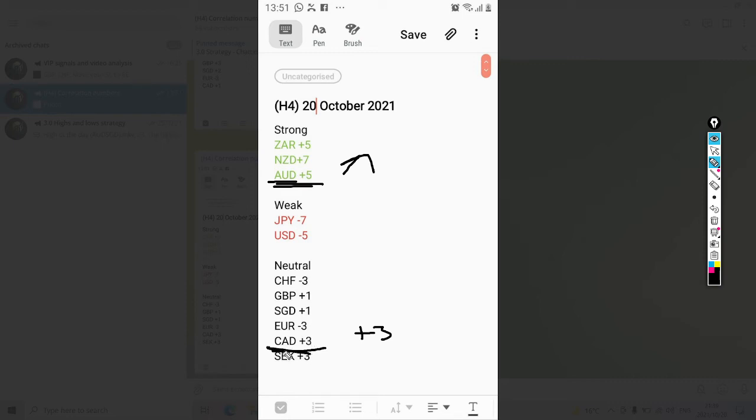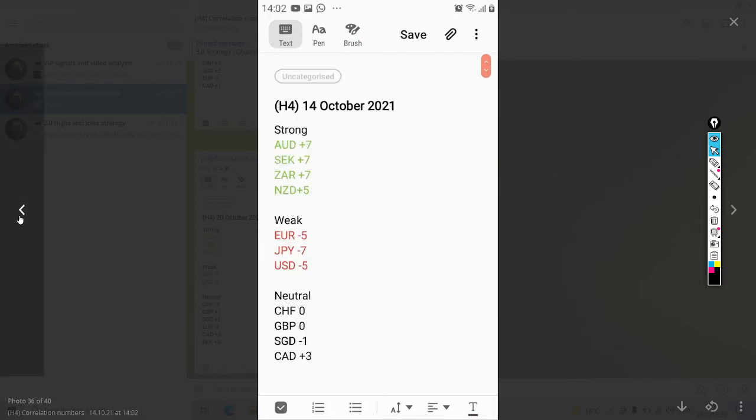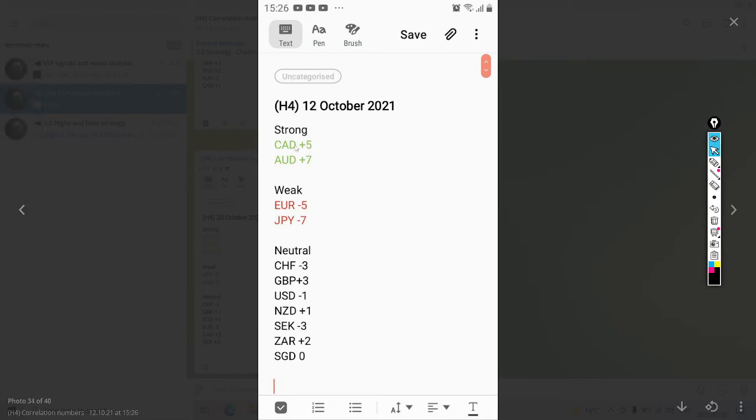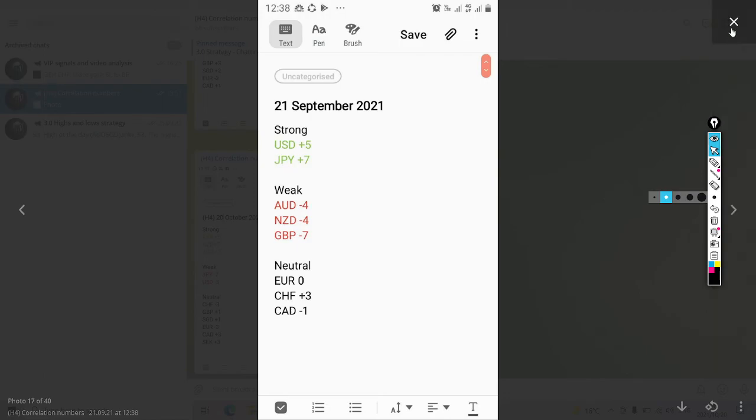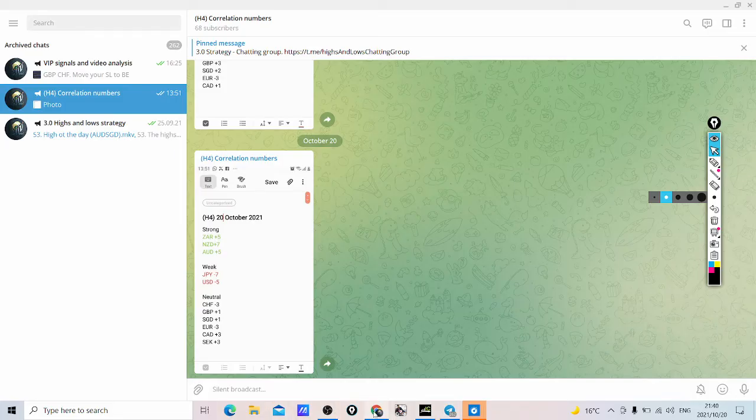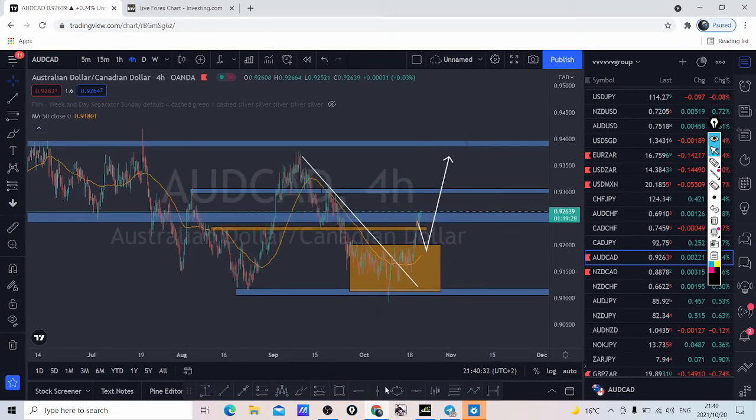Why? It's because the Canadian dollar has been buying, has been in this group for quite some time, I think more than 3 weeks. So now it's time for a sell. See, it was buying aggressively, +5, +7, +5. So now I think it's a good time for a sell on Canadian dollar. Here I'm just waiting for a pullback and then a continuation. Then TP is going to be somewhere around there.